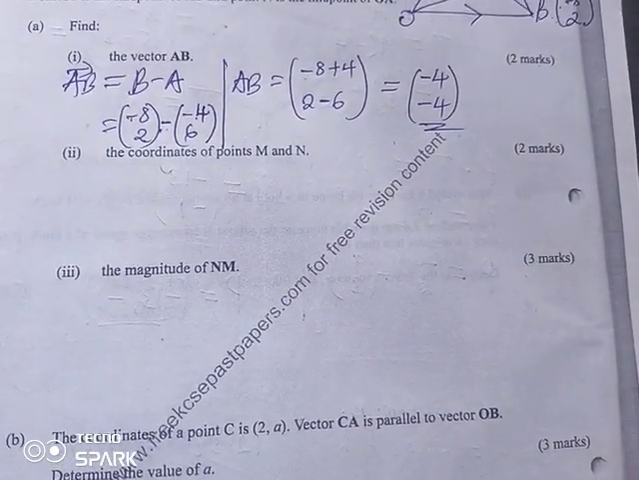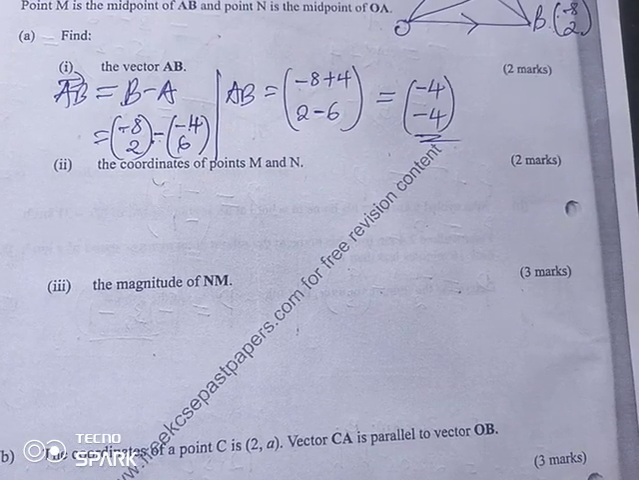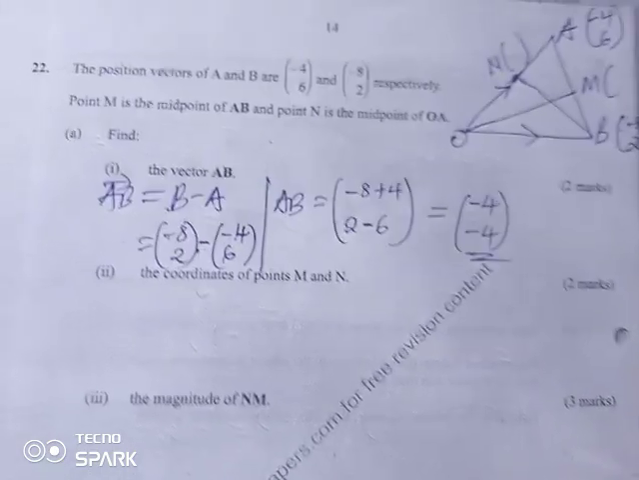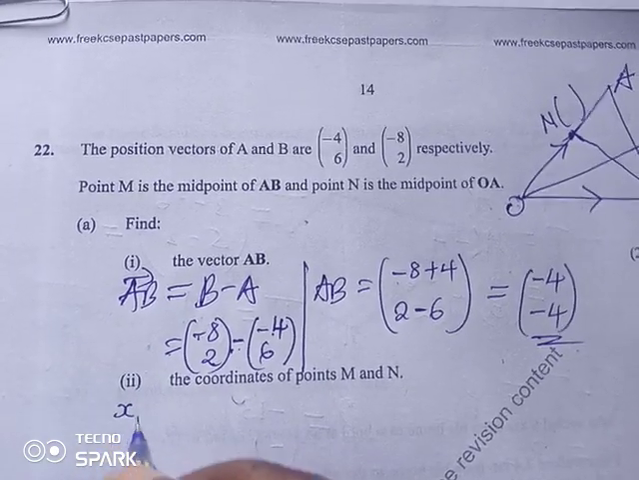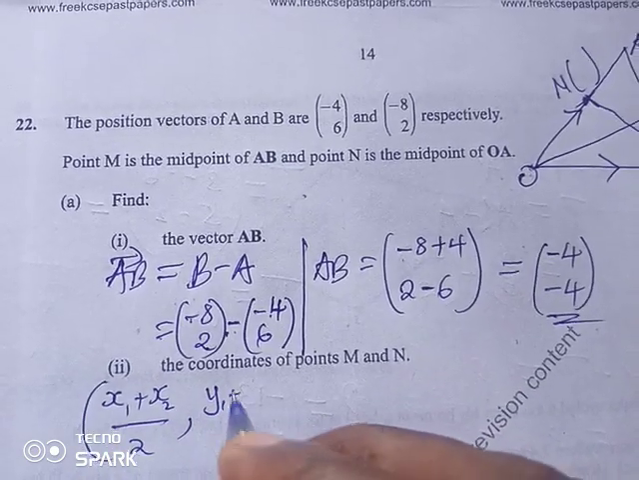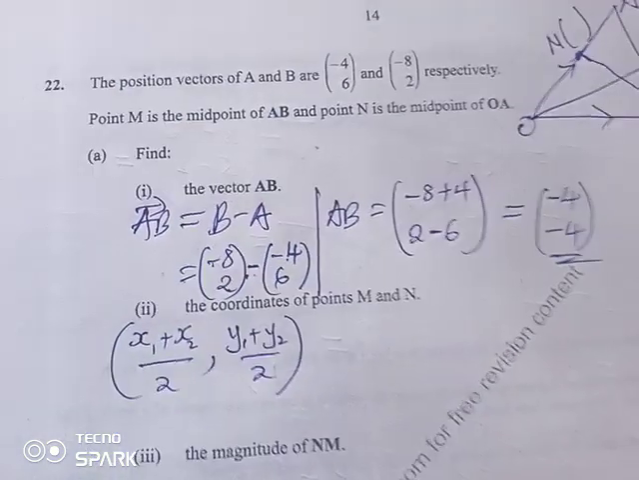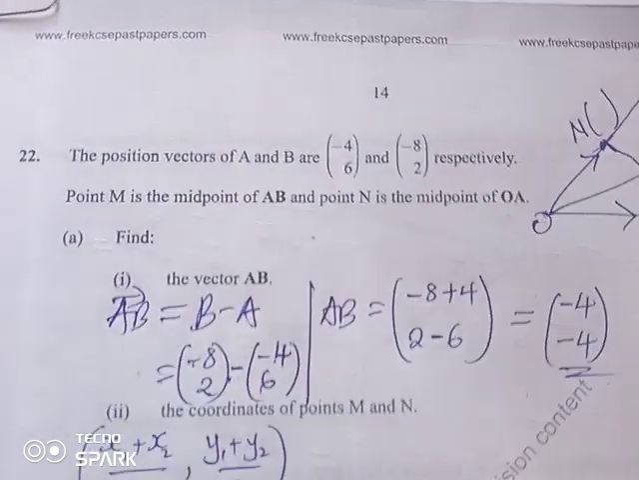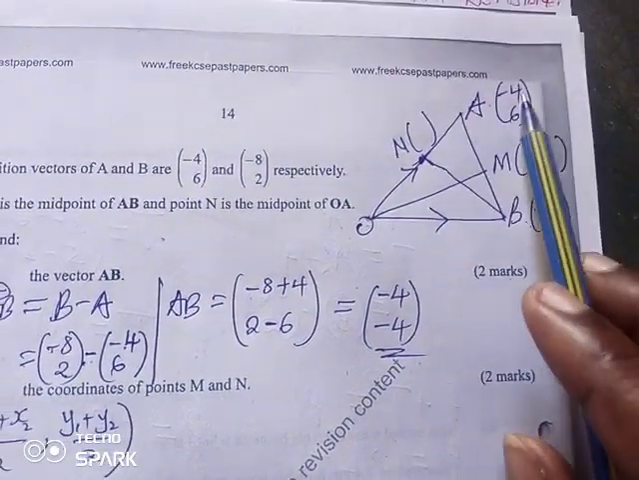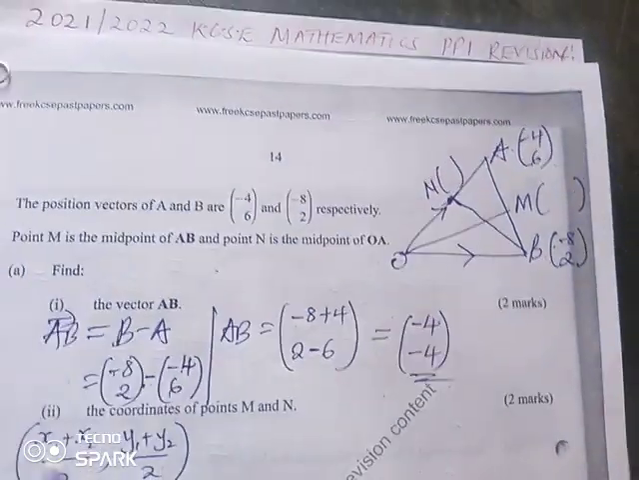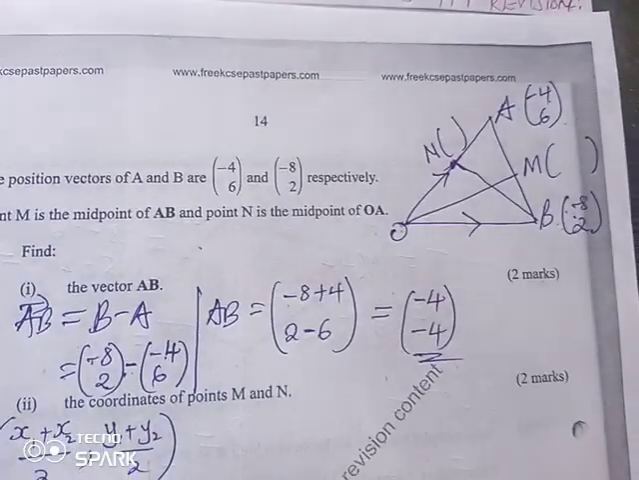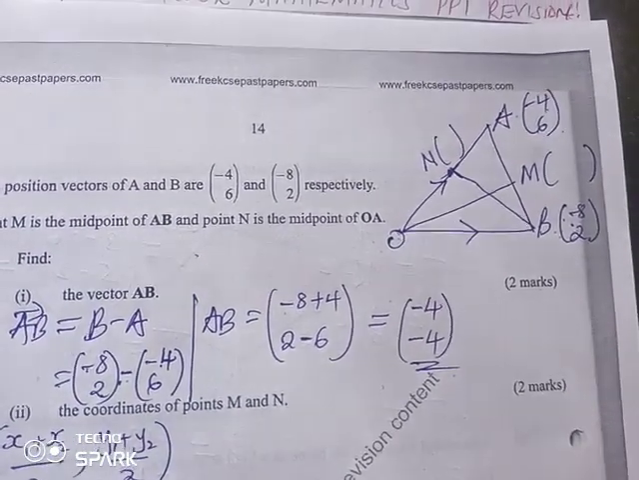Going straight to Roman 2 of part A, the coordinates of points M and N. We were told M and N were the midpoints, and we know the formula for getting midpoints. We say (x1 plus x2) all over 2, comma, (y1 plus y2) all over 2, and we get the midpoint. So for the midpoint of AB, we are going to add -4 plus -8, so -4 plus -8 all over 2.